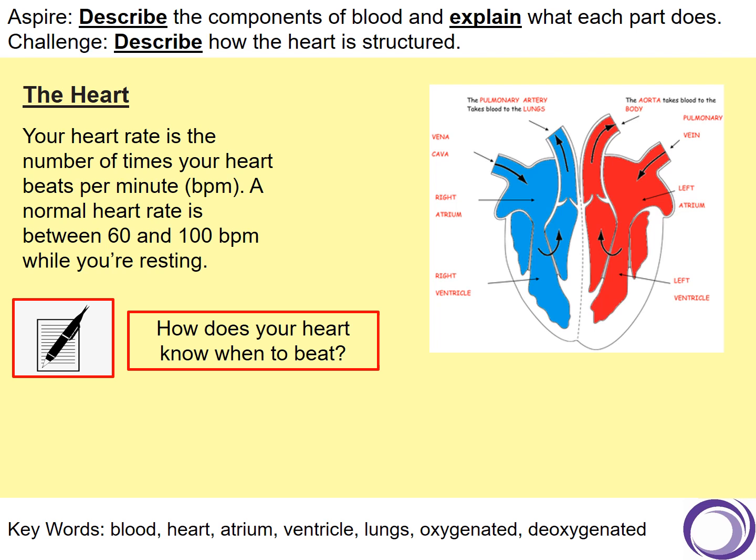So now I want to talk to you about your heart beating. Your heart rate is the number of times your heart beats per minute, and this will change depending on your daily activity. A normal heart rate is between 60 and 100 beats per minute when you are resting.